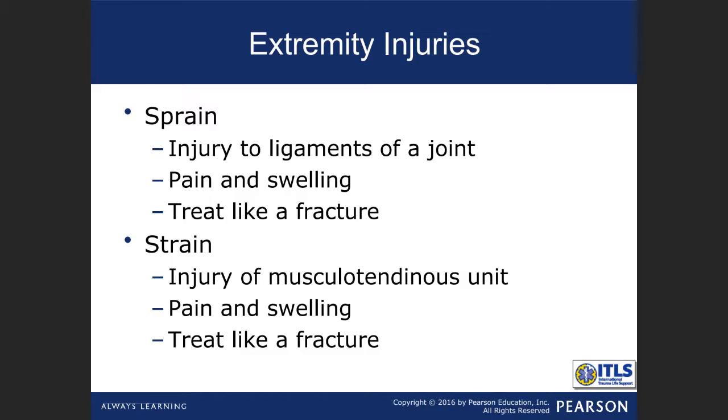Strain, this is injury of the muscular tendinous unit. So strain is more specific to muscle and tendon. Tendons connect muscle to bone. So it's an overstretching or partial tearing of a tendon or a muscle pull. Will cause pain and swelling, treat like a fracture.